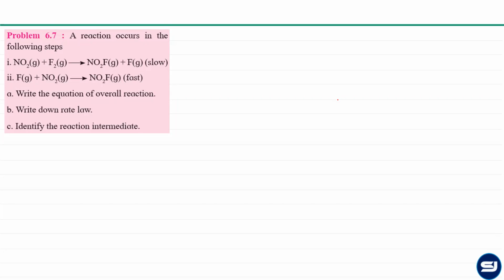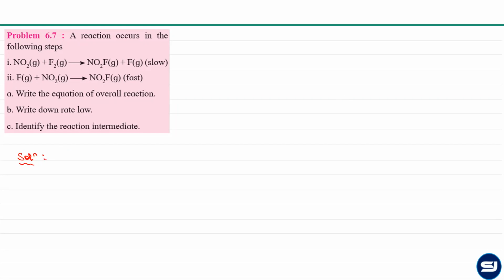A reaction occurs in the following steps. So two reactions are given. Write the equation of overall reaction, rate law and intermediate. Now यहाँ से reaction intermediate, RDS, order, molecularity, ये सब मैं एक ही equation के through revise करवा रहा हूँ, ध्यान दो.